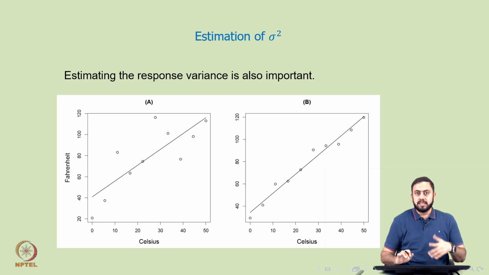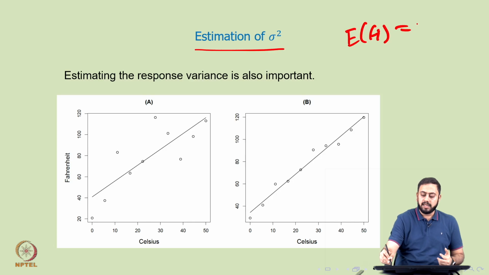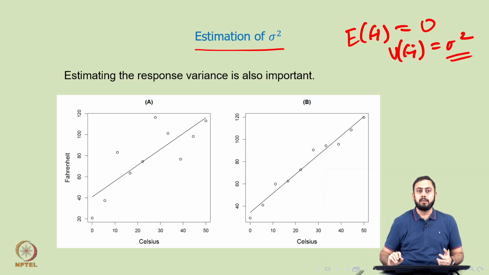Now the last point, which is again important, estimation of sigma square. So again, where do you see sigma square? If you vaguely remember, one of the assumptions in the line conditions was that the expectation of the error is 0 and the variance of the error is sigma square. So this is exactly where you see sigma square, a parameter, and hence estimating the response variance is also important. It so turns out that since the variance of epsilon i is sigma square, the variance of yi also becomes sigma square. So estimating the response variance is also important.